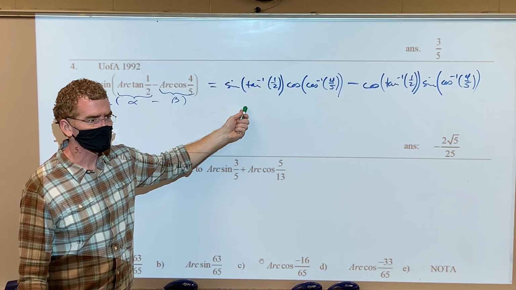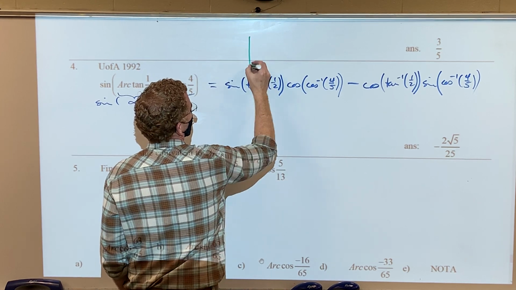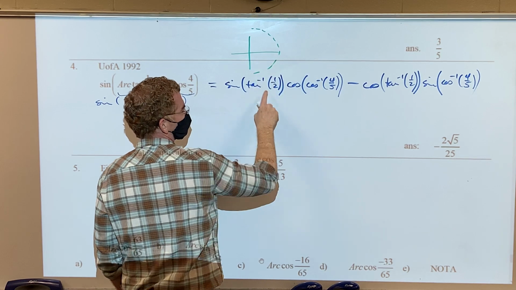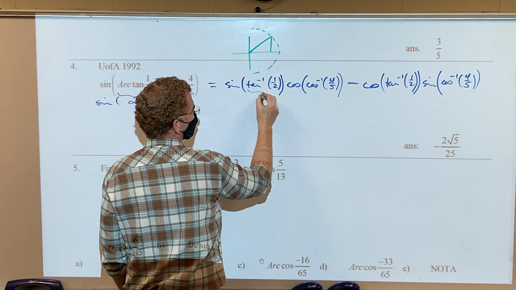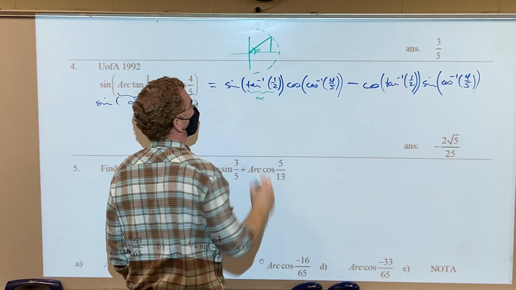Draw a triangle. Or draw a picture, yeah. So I'm going to say, all right, inverse tan. Where would an inverse tan show up? First and fourth, but it's positive, so it has to be in the first. So whatever this angle is, I don't know what it is. I'm going to label it right there.